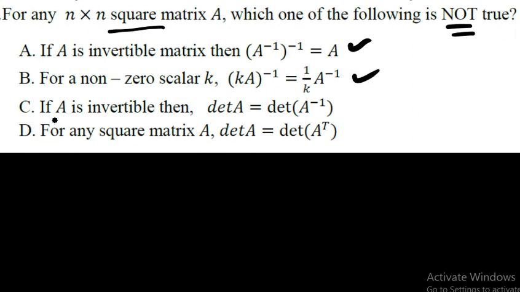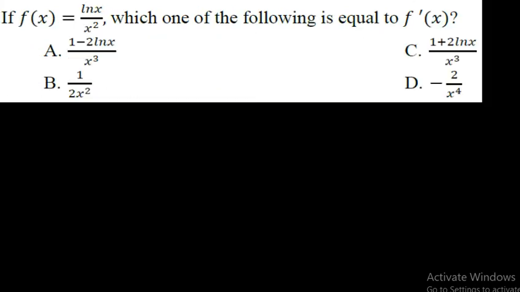The third, C, says if A is invertible, then the determinant of A and the determinant of the inverse are the same. No. The determinant of a matrix and its inverse are not the same. For a given invertible square matrix, the determinant of its inverse is not the same as a rule. But the determinant of a given matrix and the determinant of its transpose will be the same. So the answer will be C, because the question asks which one is not true.